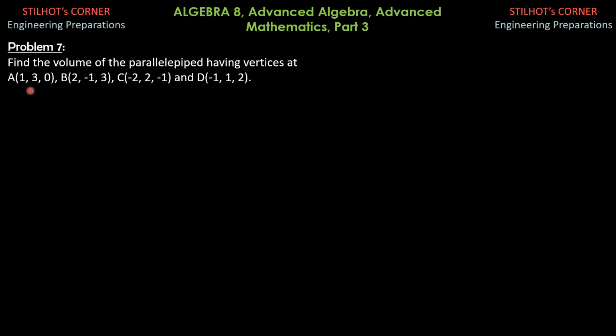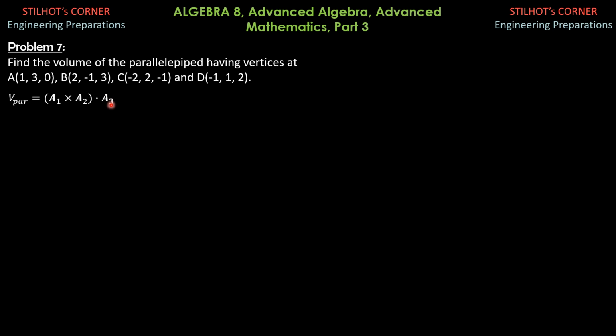So let's define three vectors: AB, AC, and AD. So the volume of the parallelepiped is obtained by crossing the first vector with the second, A1 cross A2, and dotting with the third. So remember, the absolute value of this is the area of the parallelogram.